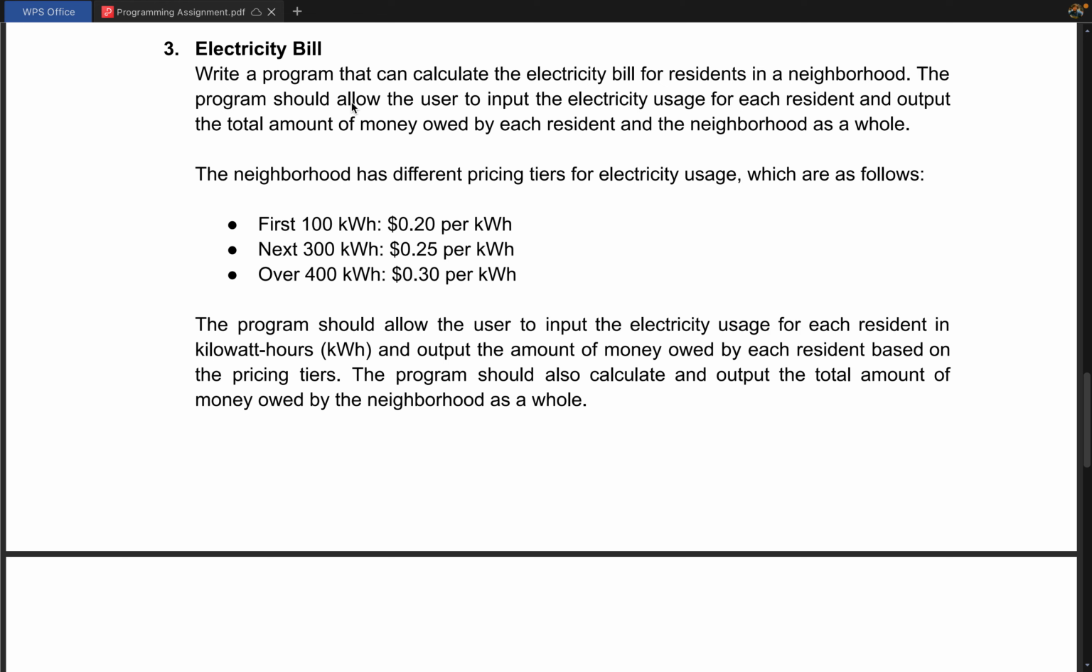In this assignment, I'm approaching problem number 3, in which we are asked to calculate the electricity bill for each residence in a neighborhood. We are also inputting the electricity usage for each resident and outputting the total amount of money owed by each resident and the neighborhood as a whole. Here are the different pricing tiers according to the electricity usage.